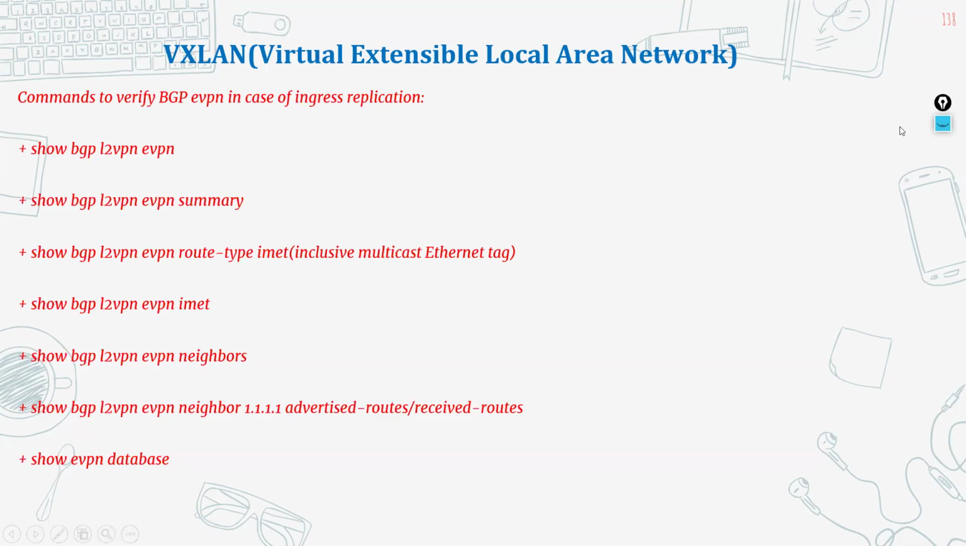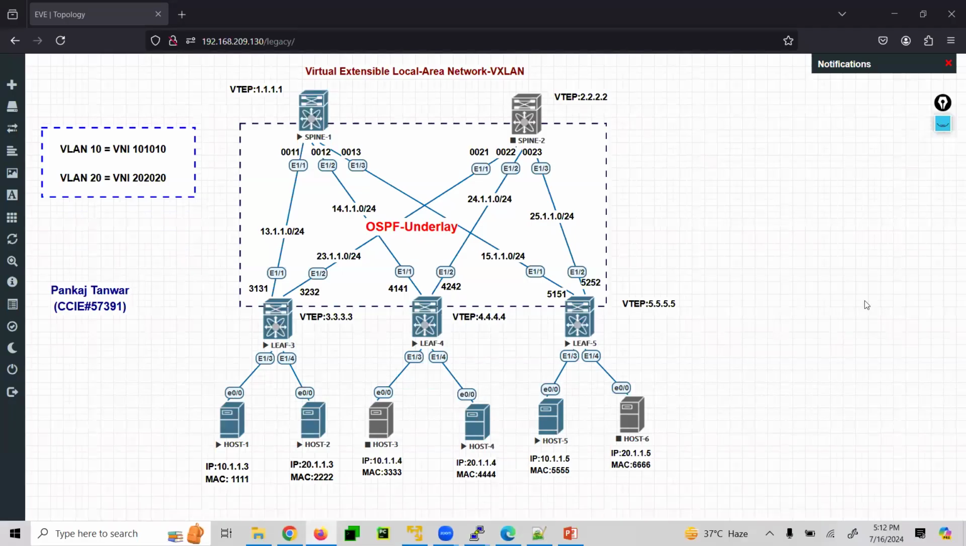Now let's move to the practical. In today's practical, we'll be using spine 1, leaf 3, leaf 4, and leaf 5. On leaf 3, both host 1 and host 2 are live. Host 1, as you know, is in VLAN 10, host 2 in VLAN 20. On leaf 4, we'll be leveraging only host 4, which is in VLAN 20. On leaf 5, we'll be using host 5, which is in VLAN 10.